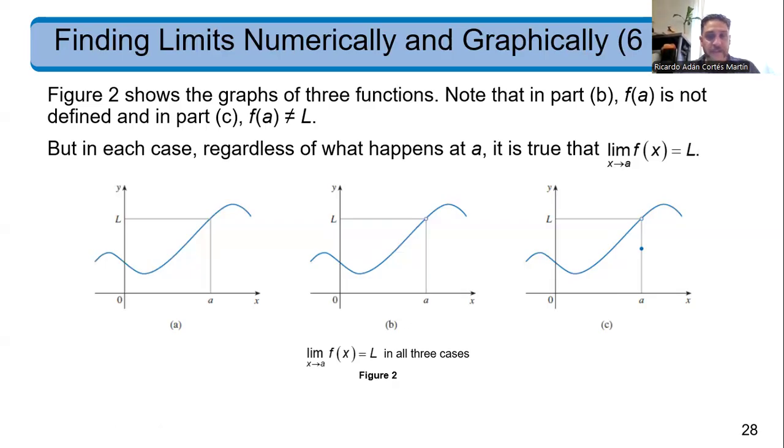However, the limit is the same in the three because as we get closer to A from both sides of this function, we get to the same value, okay? So the three functions have the same limit at A, even though they are not the same function.